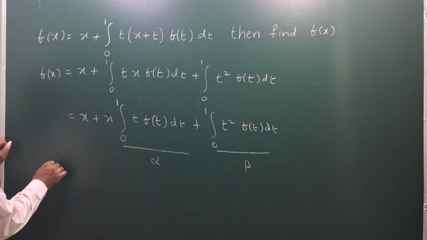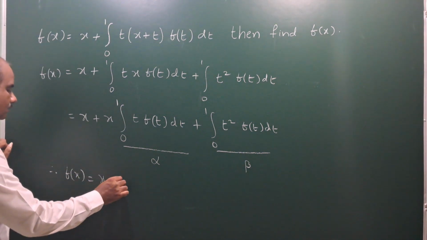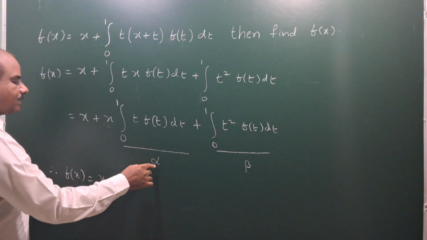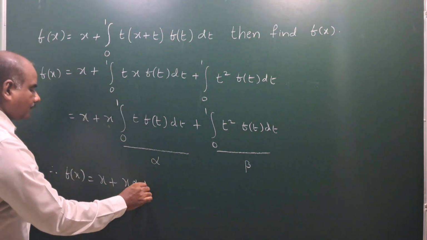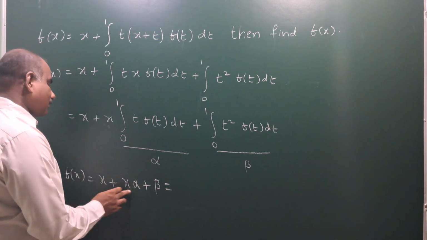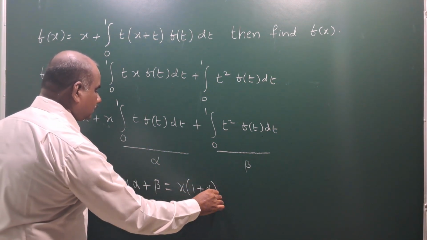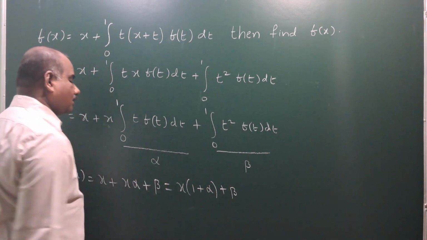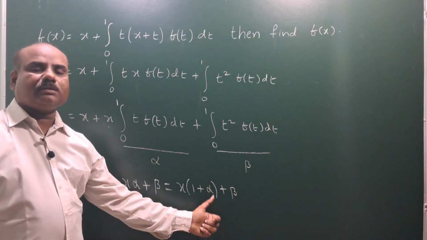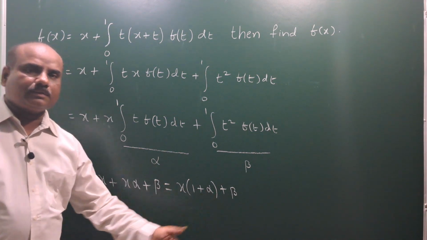Therefore f(x) is of the form f(x) equals x plus, outside x is there, x into alpha, and the last one is beta. This is equal to, take x as common from the first two terms, we get x(1 plus alpha) plus beta. Okay, now we have to find the values of alpha and beta and then substitute here. Finally we get the required function. So let us see how to find the values of alpha and beta.